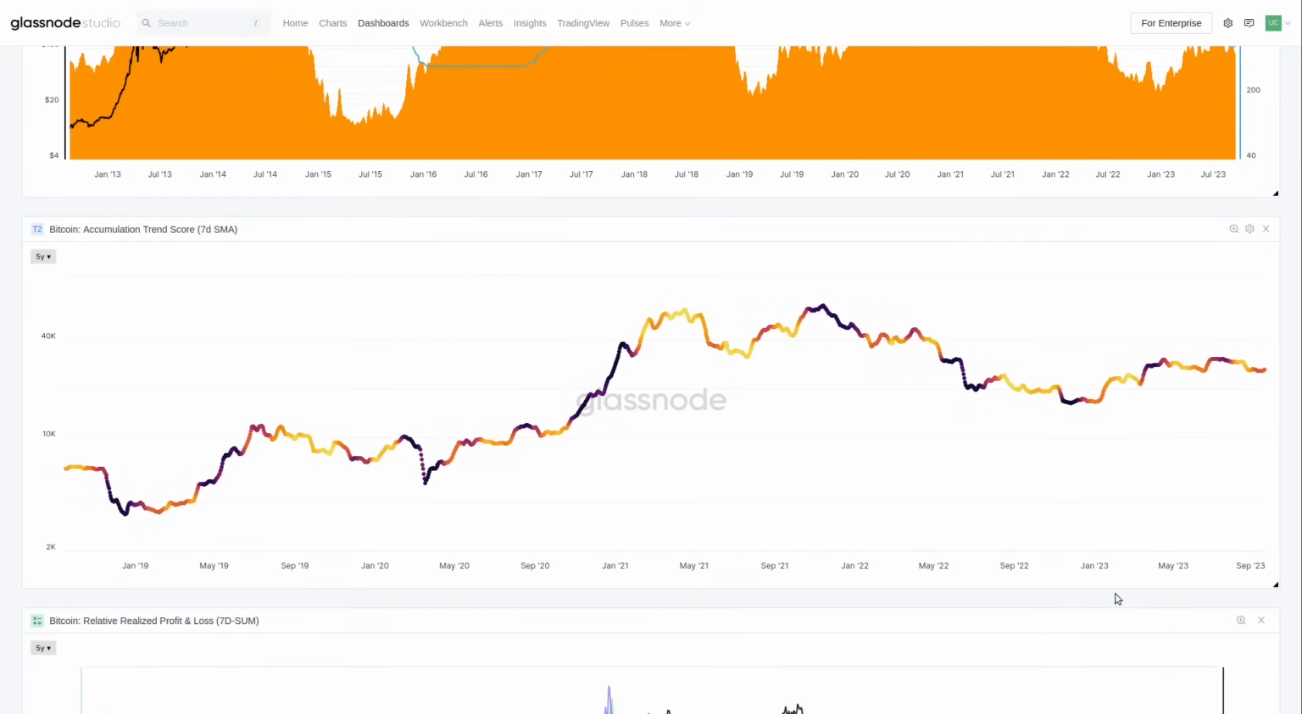Now, this is a model we haven't looked at in some time. This is the accumulation trend score. And just as a quick reminder of how this works, what we're looking at is over the last 30 days on chain, we're looking at all the different wallets, excluding exchanges and miners. We're basically just looking at whether entities, generally speaking, have increased or decreased their holdings. If entities aren't doing anything, they won't show up.